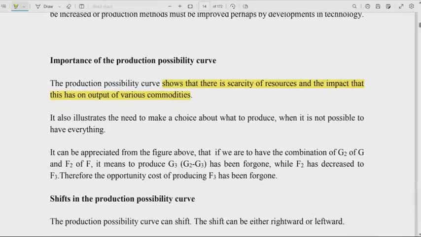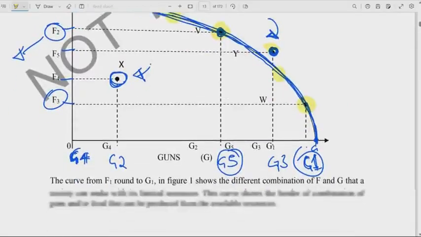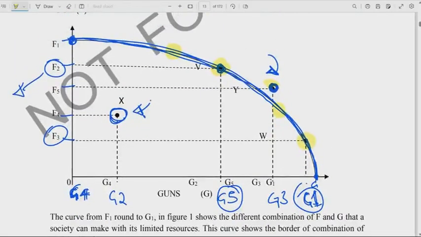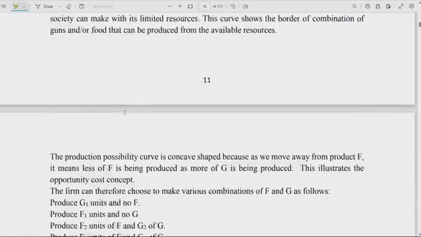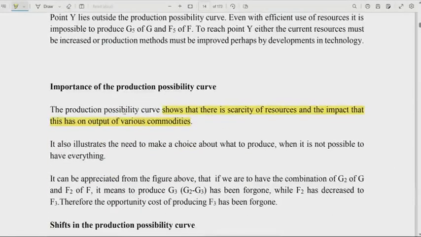The second thing is that it shows the need to make a choice about what to produce when it is not possible to have everything. So another thing about this curve is that it shows that we will have to make a choice of what to produce. If we choose to produce at any level, it's the same thing. It shows that we have to make a choice. That's the second importance of this.